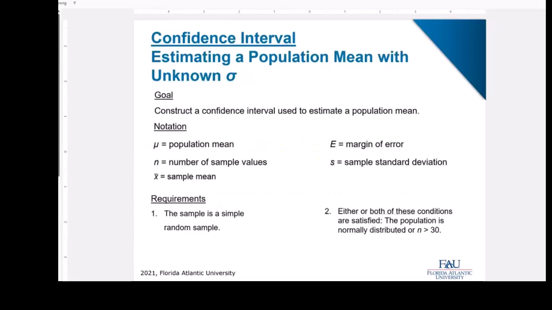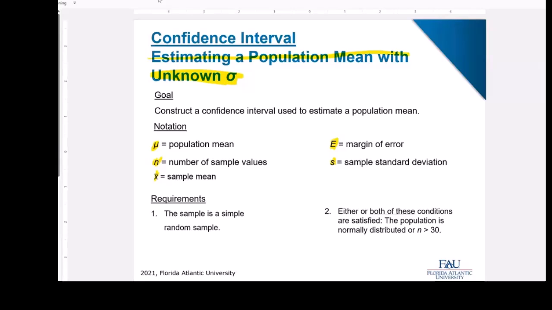Some notation, most of it's not new. Estimate a population mean with unknown sigma. And sigma represents the standard deviation for the population. We know that mu is the population mean, n is the number of sample values, and x bar is the sample mean. Now we're going to add on to that our margin of error, which is E, and our sample standard deviation. This is not our population standard deviation. This is our sample standard deviation.